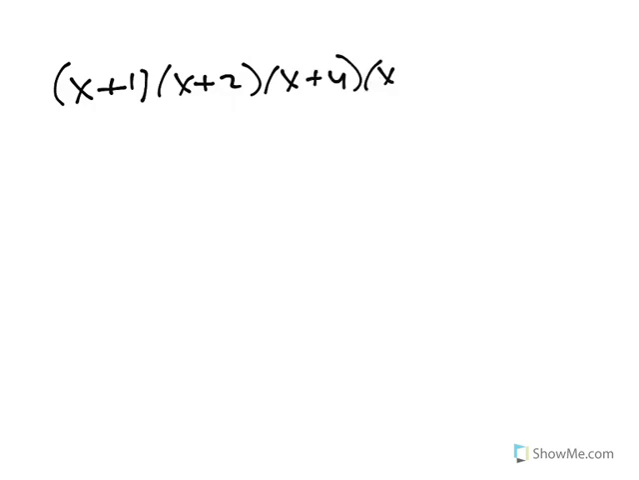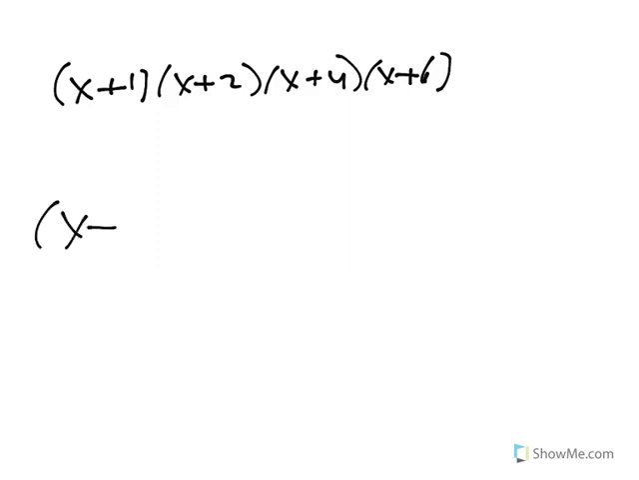First thing I want to show you is that if you take something like x plus 1 times x plus 2 times x plus 4 times x plus 6, and multiply that out, it becomes some big polynomial. I want to show you how to find individual terms of that.